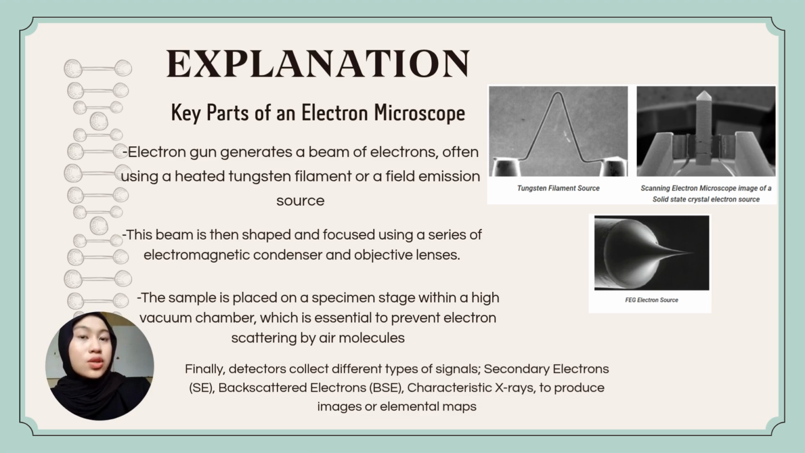The sample is placed on a specimen stage within a high vacuum chamber, which is essential to prevent electron scattering by air molecules. Finally, detectors collect different types of signals, such as secondary electrons, backscattered electrons, or even X-rays, to produce images or elemental maps.